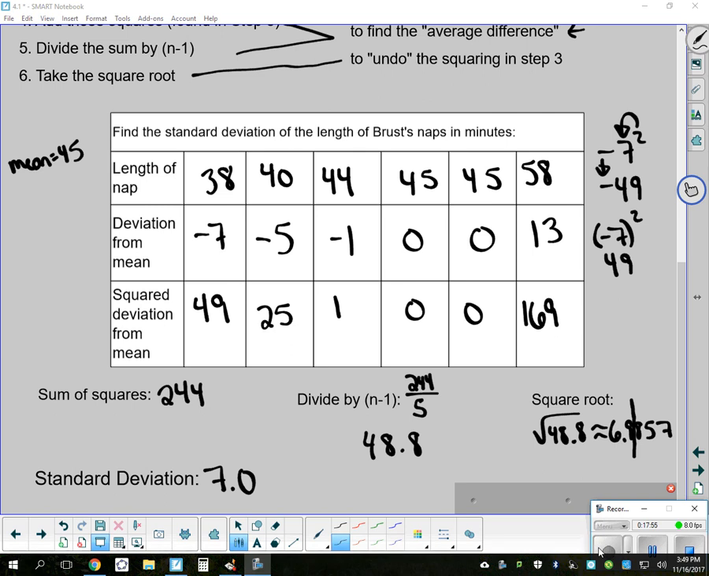So the bigger your standard deviation is, the more spread out your data is. The smaller the standard deviation, the closer together your data will be. With a small standard deviation, your numbers are going to be very close to one another. A higher standard deviation, you're going to have numbers that are further spread out. Okay?